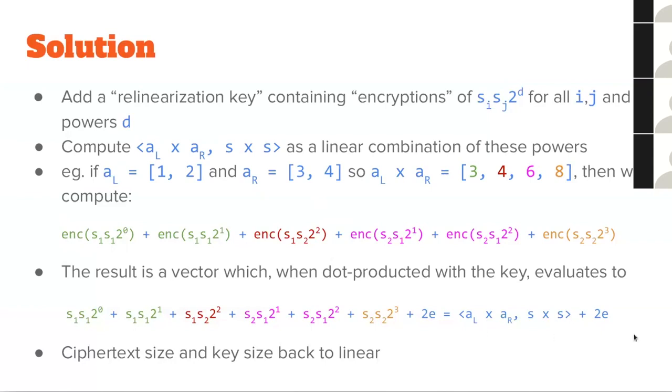Mm-hmm. Yeah. Now, there is another magic trick to make the error blow up less quickly, and I'll get to this after. But first, I'll wait for questions about this scheme.